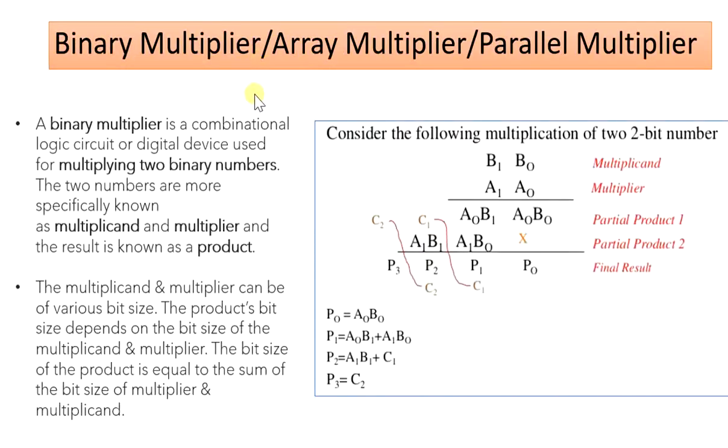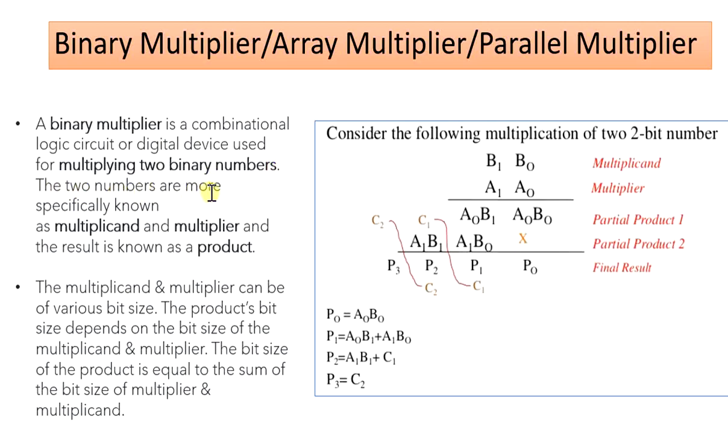Next, binary multiplier, array multiplier, or a parallel multiplier. So we can name the binary multiplier as an array multiplier or as a parallel multiplier. To define a binary multiplier, it is a combinational logic circuit or a digital device which is used for multiplying two binary numbers. The binary numbers can be of any bit.